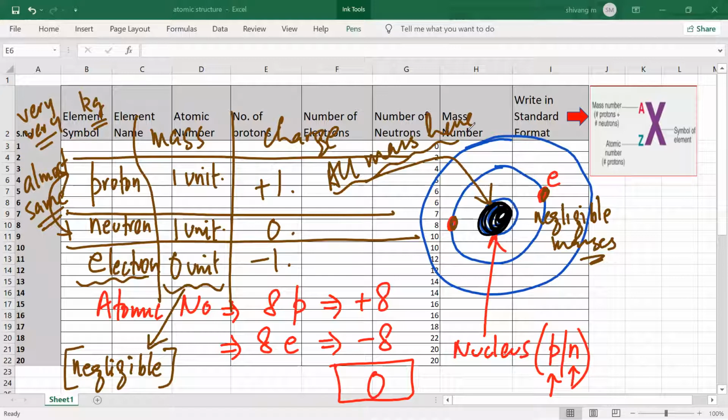Now, roughly, we have understood a basic model of atom. In the basic model of atom, what we have understood is that the mass of the atom is basically decided by the nucleus. Are we clear? Yes, sir. And the charge of an atom is decided by the nucleus, which is positively charged, and the electrons, which are negatively charged. Are we clear?